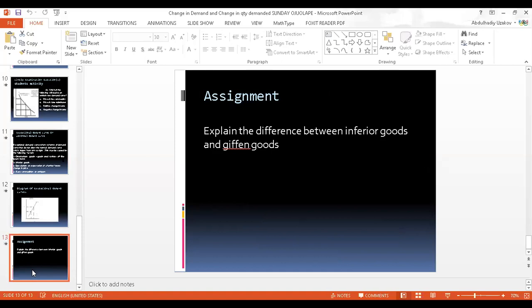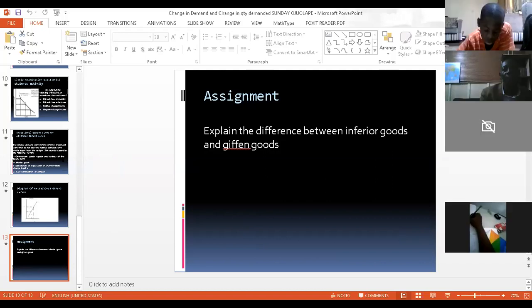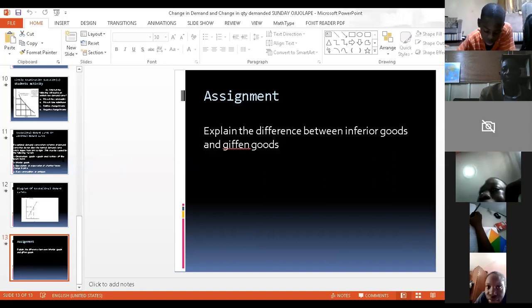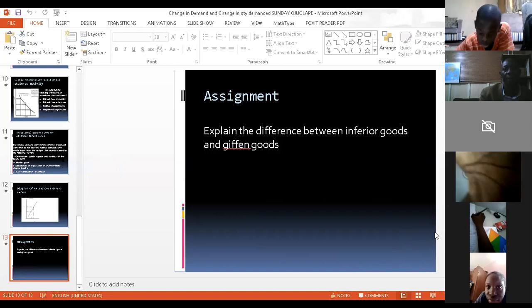Now, before we leave this place, there is an assignment for you, which you should quickly take down. That is to explain the difference between inferior goods and Giffen goods. Explain the difference between inferior goods and Giffen goods. So please, let's take this down.